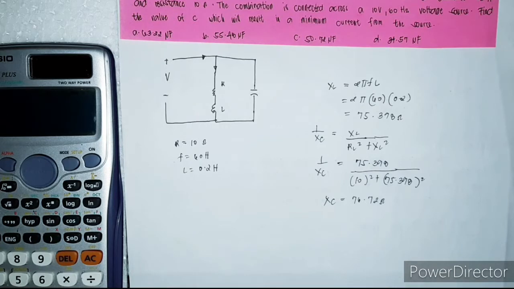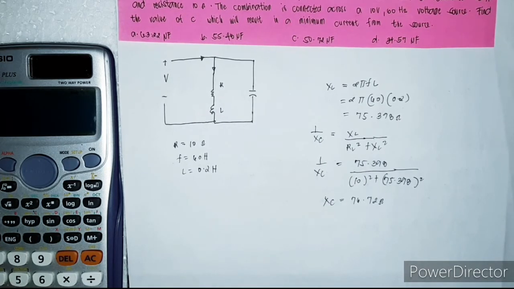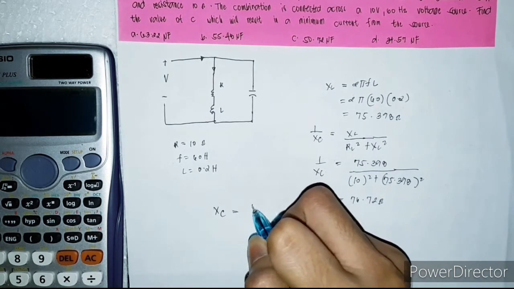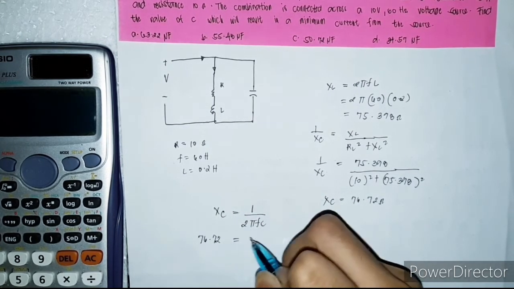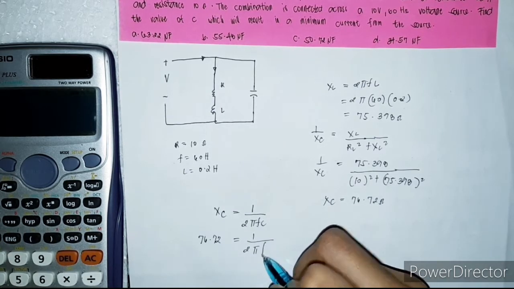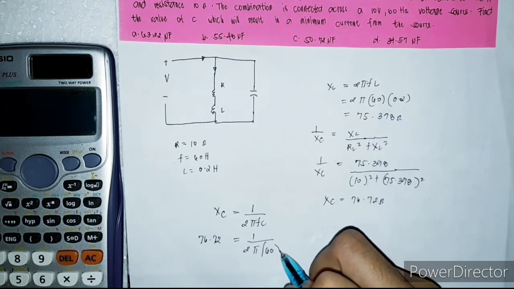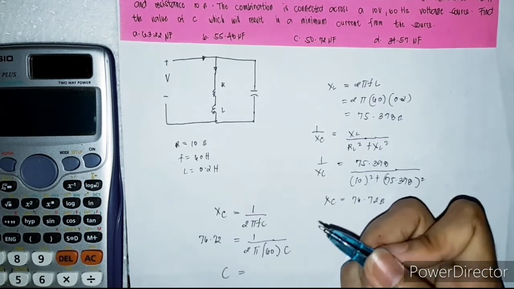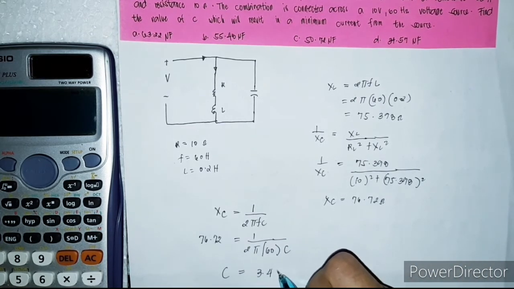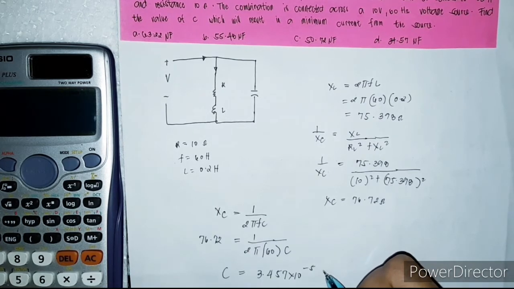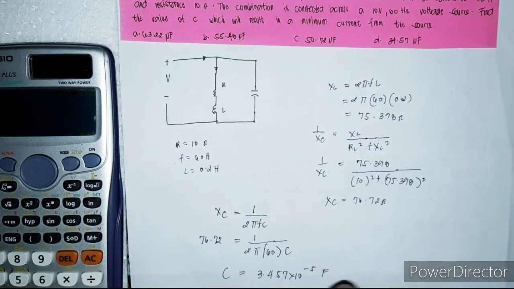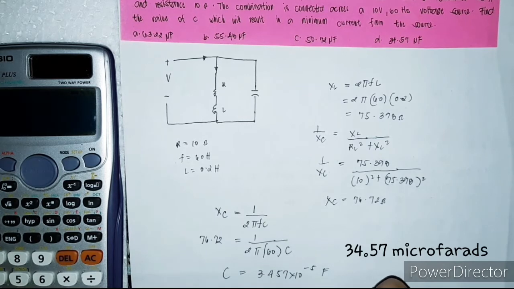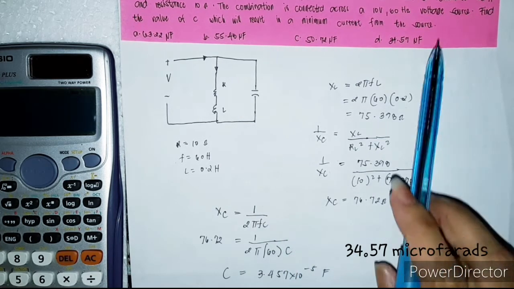Now let's find the value of C, our capacitance, using this formula. XC is equal to 1 over 2πfC. Our XC is 76.72 ohms, equal to 1 over 2π, our f is given as 60 Hz, and our C. So our capacitance is equal to 3.457 times 10 to the power of negative 5, that is in farad, and the choices are in microfarad, so let's convert this by multiplying by 1 million. So we have 34.557 microfarad, and that is letter D.